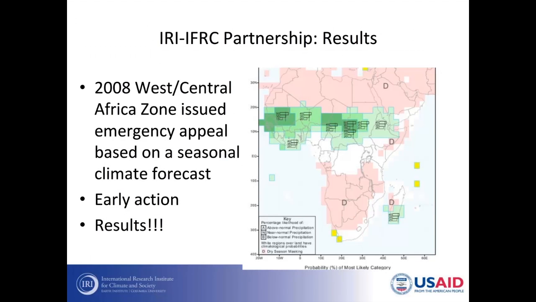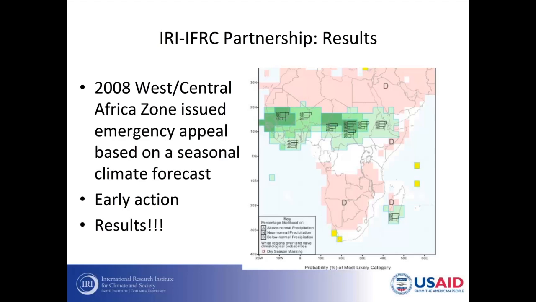In this slide, I want to highlight how the use of climate information in decision-making can contribute to successful results. Back in May 2008, the West Central Africa Zone of the IFRC initiated an emergency appeal based on a seasonal climate forecast, and this was a first. The seasonal forecast which triggered the appeal is shown on the right. If you recall from Andy's presentation, the green shading over West and Central Africa indicate above normal rainfall in the upcoming rainy season, implying above normal flood risk.